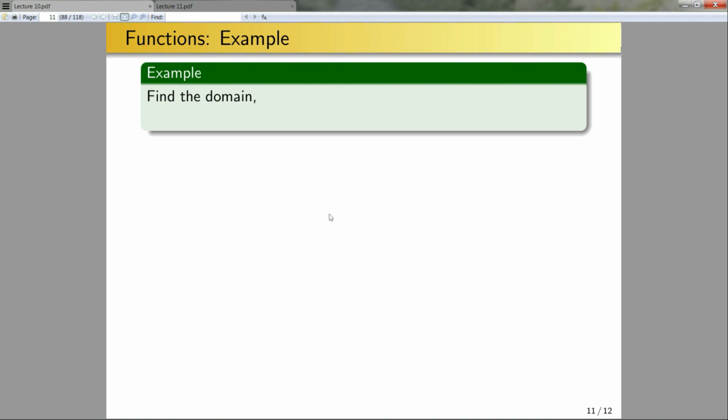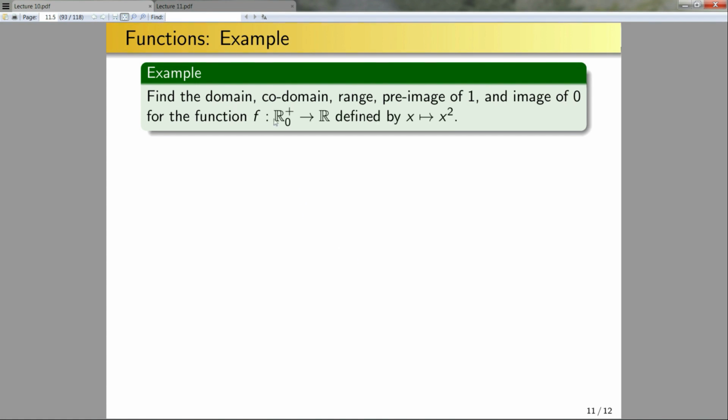Find the domain, codomain, range, and preimage of 1 and image of 0 for the function f, mapping from the non-negative real numbers to the real numbers defined by x is mapped to x squared. So first, I really need to ask myself, is this a function? The answer to that is yes. For any given value of x, x squared has a unique value, so it's a function. Therefore, all of this stuff makes sense.